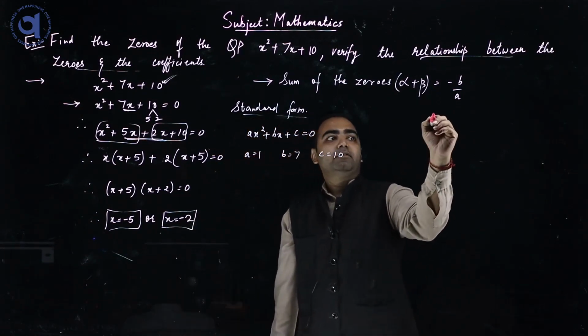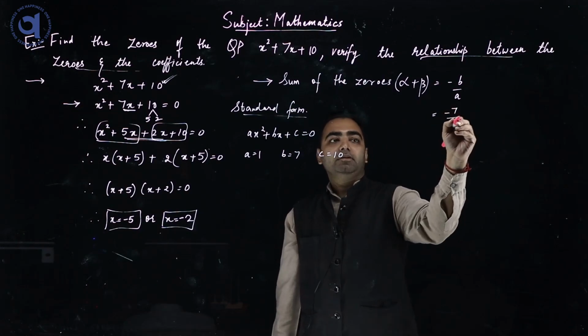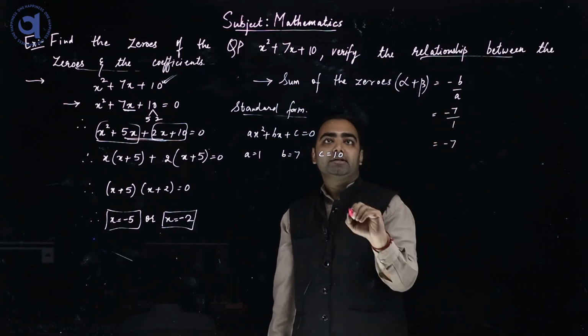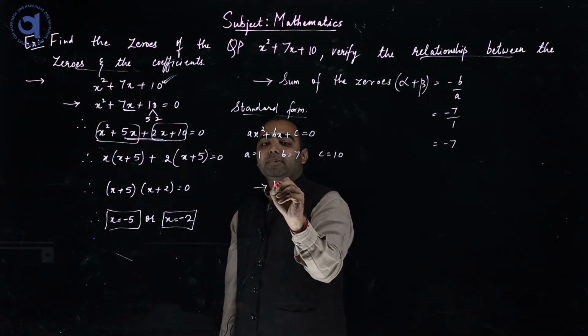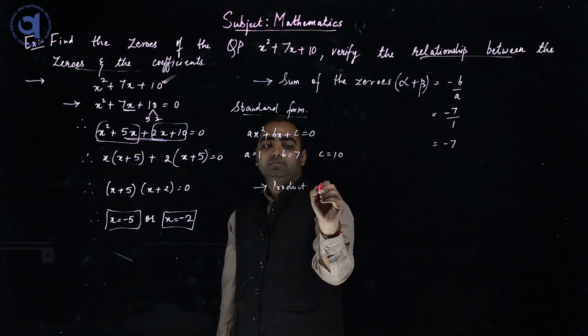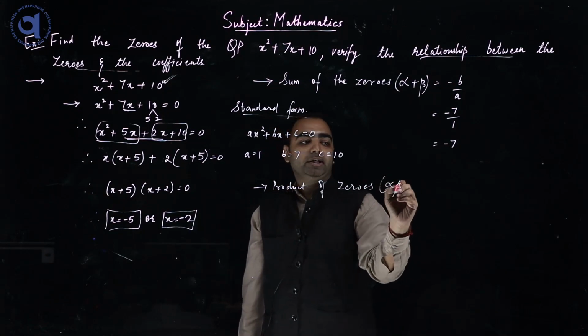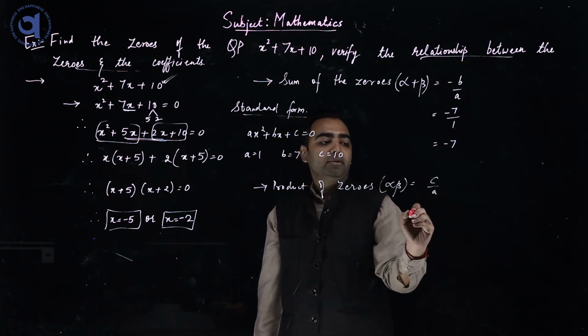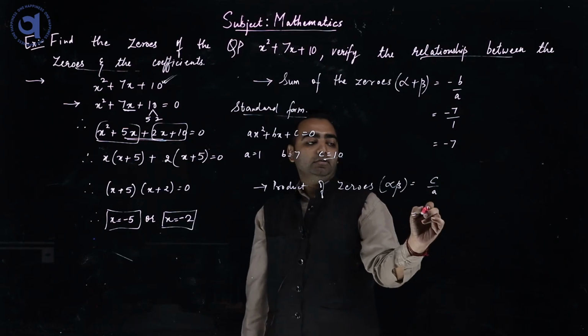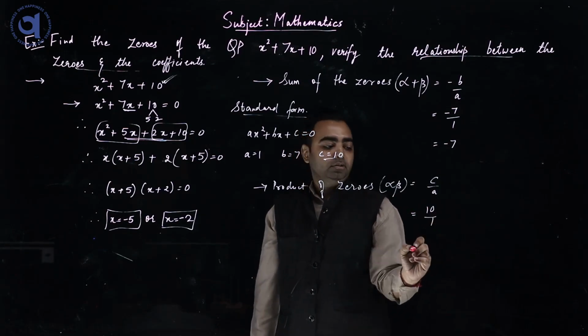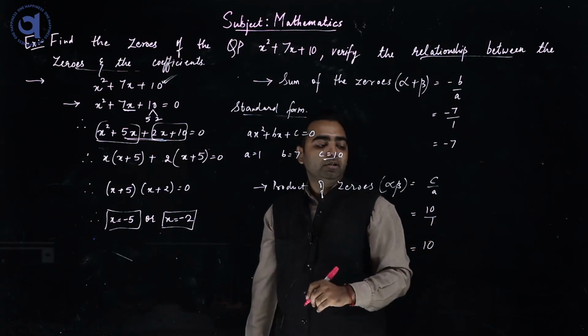If we substitute the values in this, it will be minus 7 upon 1, which equals minus 7. In the same way, if we find it using the product of zeros, that is alpha into beta, the formula is c by a. What is c? That is 10, and what is a? That is 1. If we solve it, the answer will be 10.